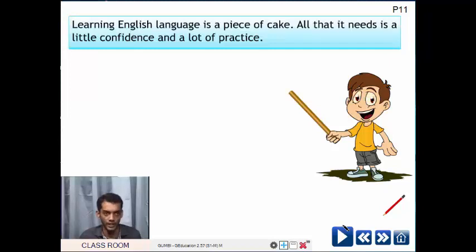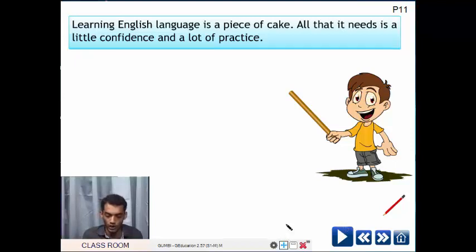Look at the sentence carefully. Learning English language is a piece of cake. All that it needs is a little confidence and a lot of practice. Repeat it. Learning English language is a piece of cake. All that it needs is a little confidence and a lot of practice.